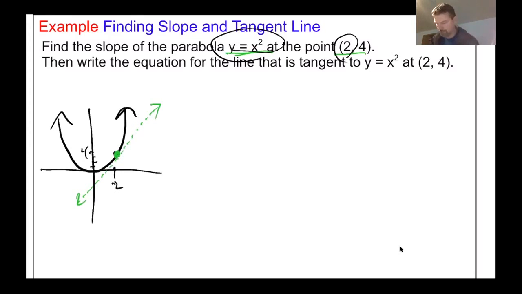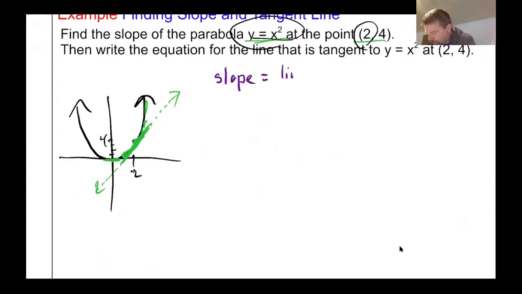As I'm traveling along this function, it's got this type of slope at that point on the curve. So I'm going to use my formula. My formula again for the slope of a tangent line is a limit: the limit as h goes towards 0 of f of a plus h minus f of a, all over h.